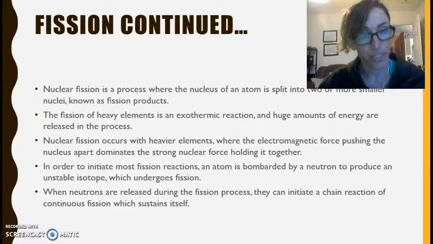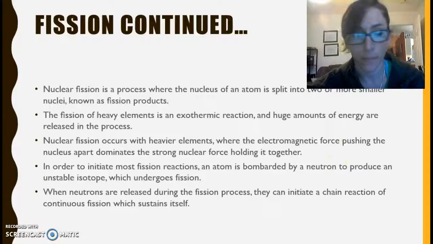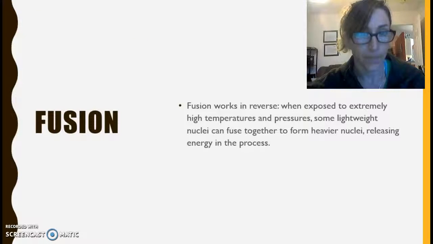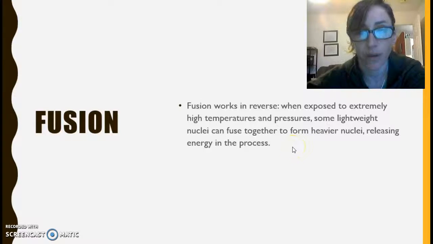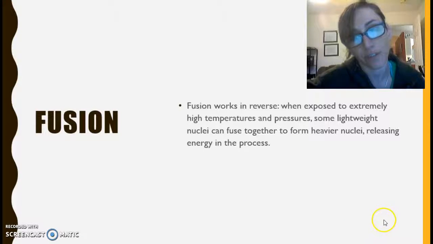In order to initiate most fission reactions, an atom is bombarded by a neutron to produce an unstable isotope which undergoes fission. When neutrons are released during the fission process, they can initiate a chain reaction of continuous fission which sustains itself. And then fusion works in reverse. When exposed to extremely high temperatures and pressures, some lightweight nuclei can fuse together to form heavier nuclei, releasing energy in the process.